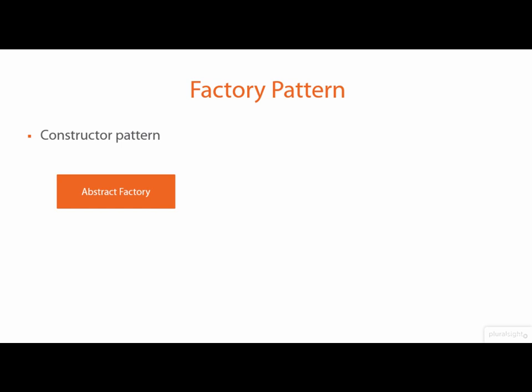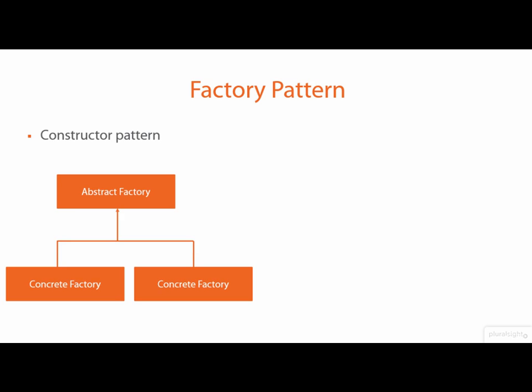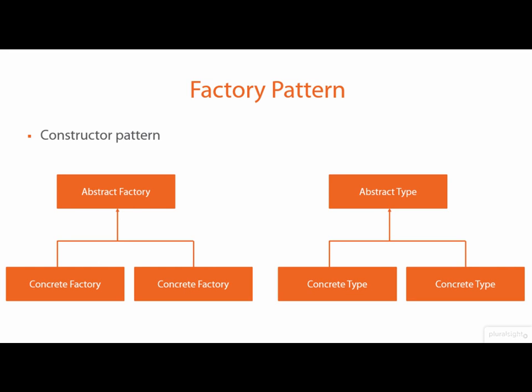We have an abstract factory. This is an abstract class that defines a factory, and that factory will allow us to create instances of some type. From this, we derive many concrete factories, and it's these actual concrete factories that we use to create the type that we need. Associated with this, we have a corresponding hierarchy of types. So we have an abstract type and the corresponding concrete types. One concrete factory will create one type of thing, another concrete factory will create another type of thing.